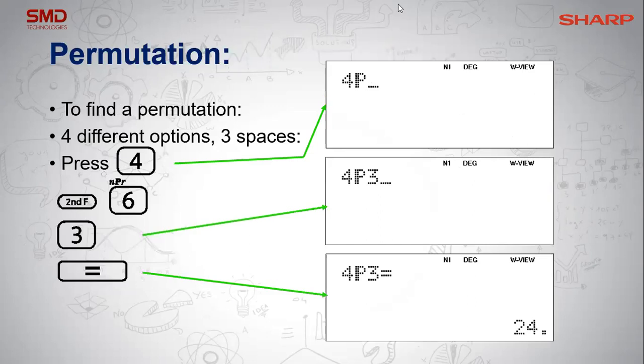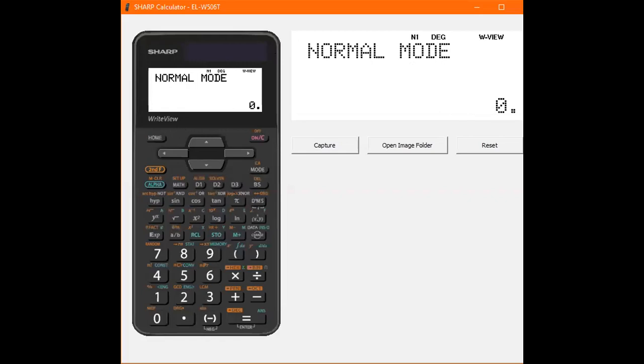Now, given that we know that a permutation has more possible options, we can then say, okay, so I have 4 different students, and I have a first, second, and third place. How many different ways can I arrange those 4 students? So what we're doing is a permutation because the order does matter. So we're going to use number 6 for permutation. There's your P, so second function and 6. And then how many spaces we have available to put those 4 students in, which is 3. And then we can see that we have 24.